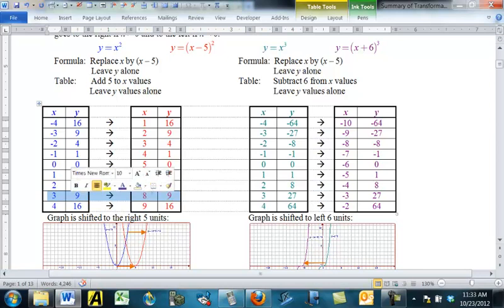Of course, this must work in the formula. Let's take this and look at it like 8, 9. Plug in the red formula here. 8 minus 5 is 3. 3 squared is 9, and so it does work. Why is the formula backwards?